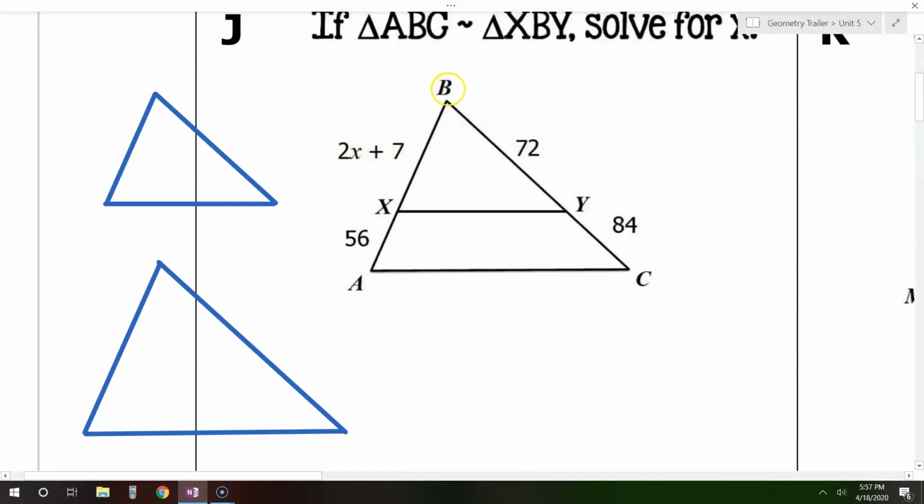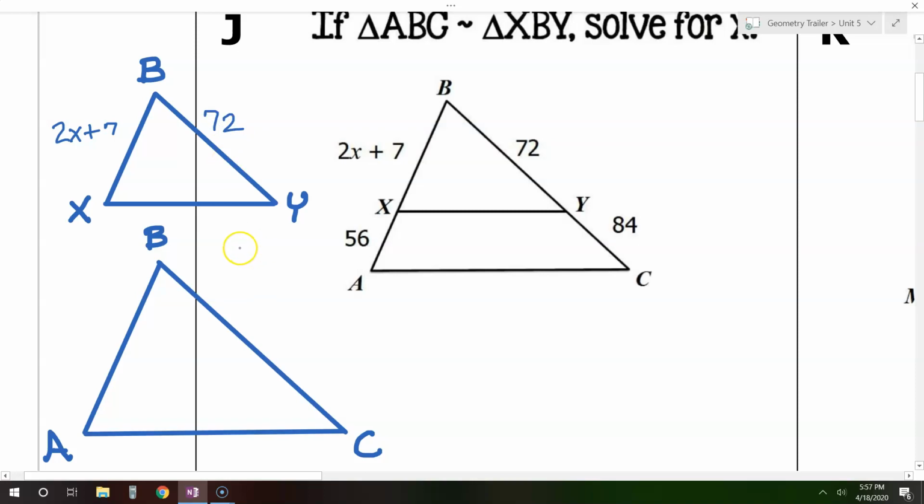So the small triangle is BXY. So here we have BXY. And then the large triangle is BAC. So we're going to have BAC. All right, now let's label the sides. So see this 2x plus 7? That's BX. So I've got 2x plus 7. And the 72, that's right here, 72.